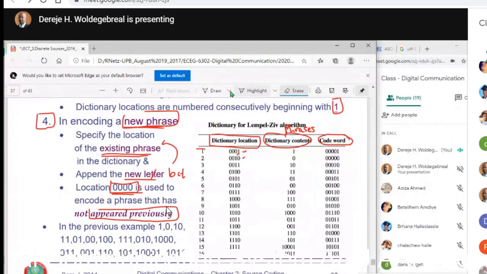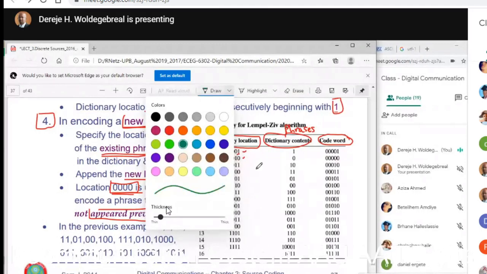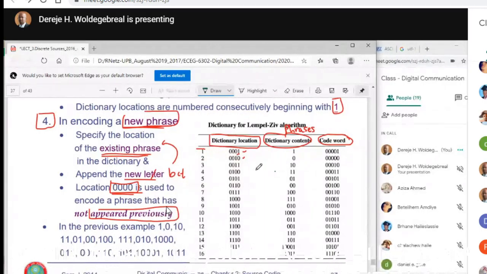Okay, let's see this rule in the form of an example. Okay, so we have a dictionary location, and then we have the phrases. Now we start with phrase 1. What is the existing phrase? Well, the new phrase is 1, and what is the existing phrase?